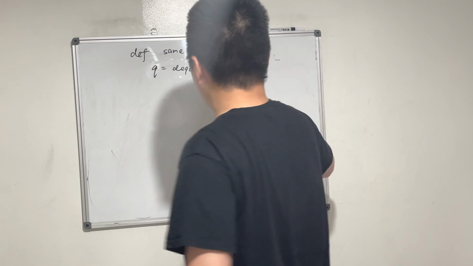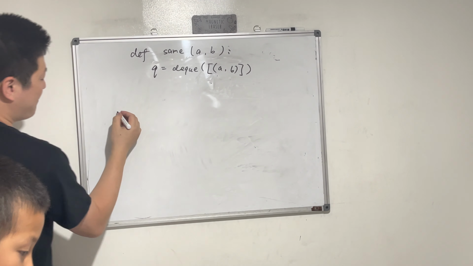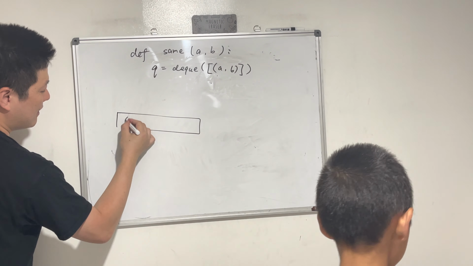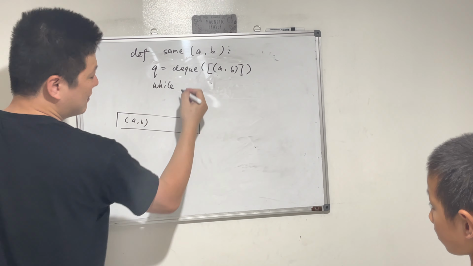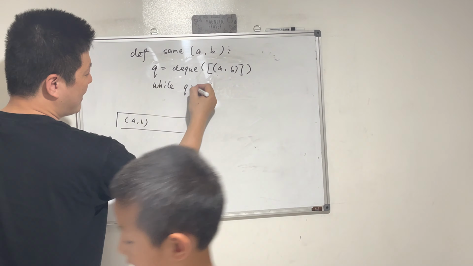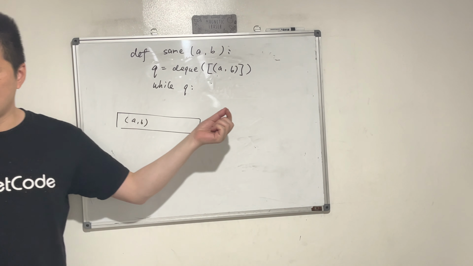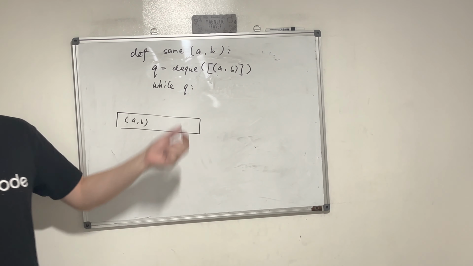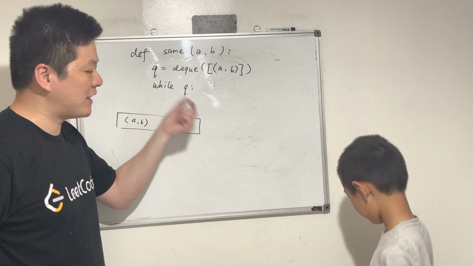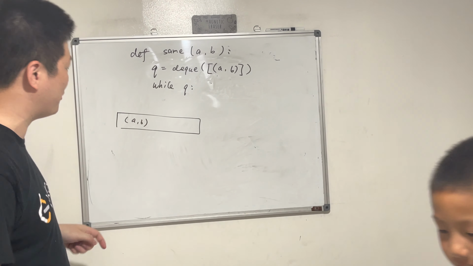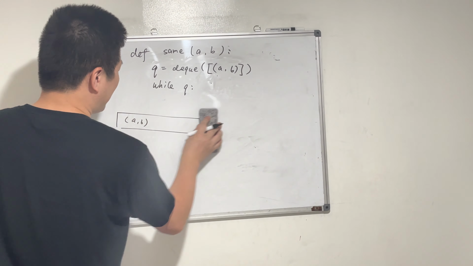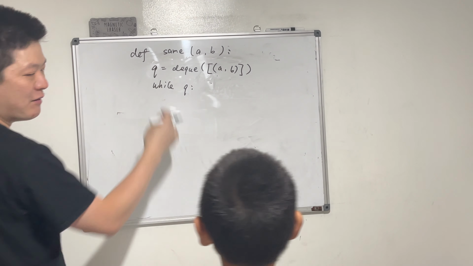Okay. So now we have a tuple A and B here. A and B, and then what should we do? While Q. While Q means that there are still nodes in the Q. It's the same as len(Q) is bigger than 0. So while there are still elements in the Q, what should we do with this? We take the element in front of the Q.